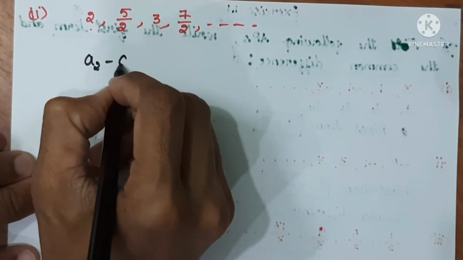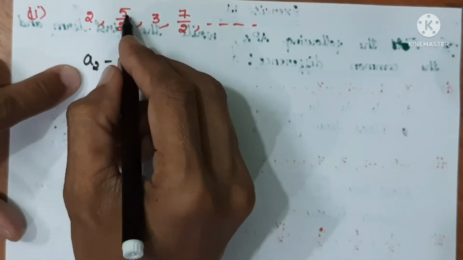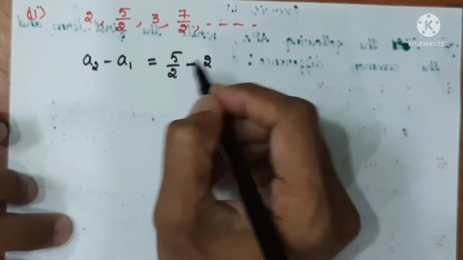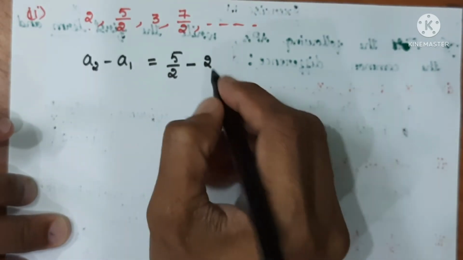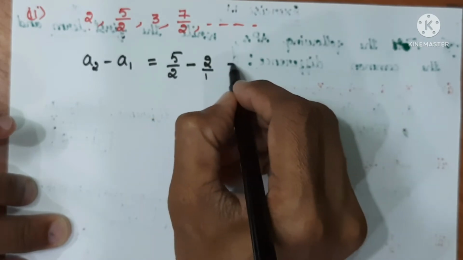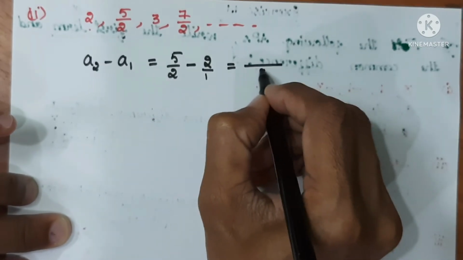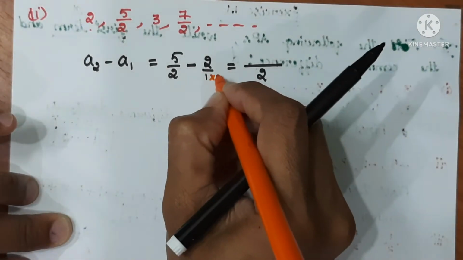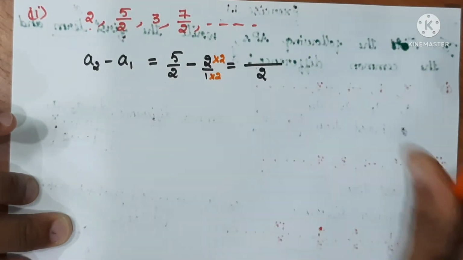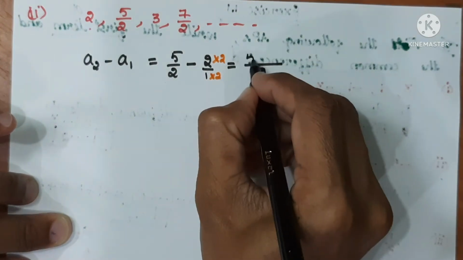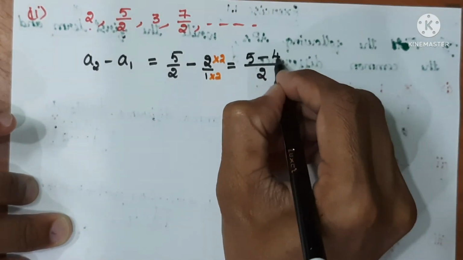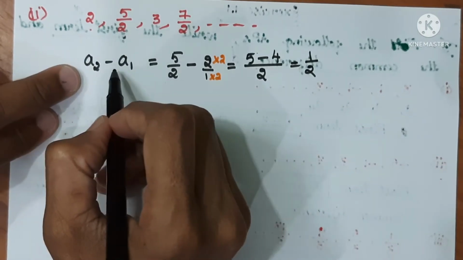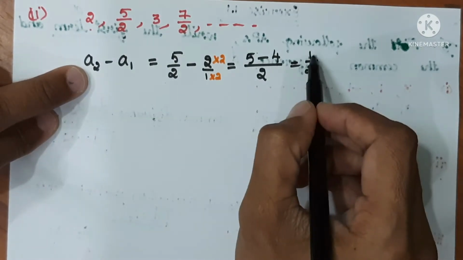A2 minus A1 equal to, A2 is 5 by 2 minus A1 is 2. Since they are fractions, we have to take the LCM. Here denominator is 1. So the LCM for the denominators is 2. Here we have to multiply 1 by 2. So 2 2s are 4 we get. This number will be 5 minus 2 2s are 4. 5 minus 4 is 1 by 2. So the difference of first two terms is 1 by 2.